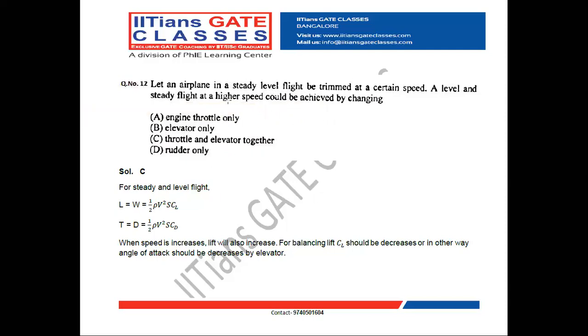So what happens? In order to maintain the same level flight, we have to change the elevator settings by deflecting it upward, thereby creating a reduced camber, thereby CL is decreased. So lift is maintained the same as the previous flight, thereby we can maintain a steady and level flight. So in order to maintain a steady and level flight at an increased speed, throttle and elevator together should be deflected.